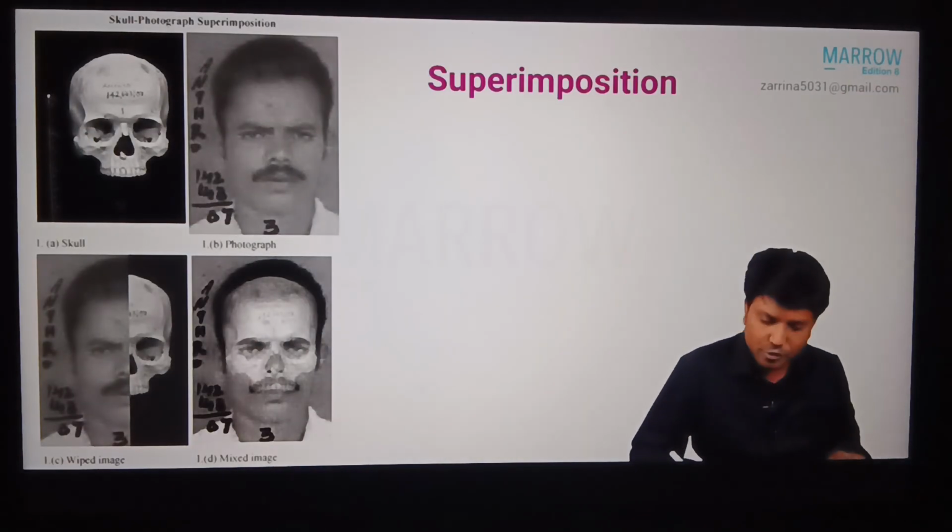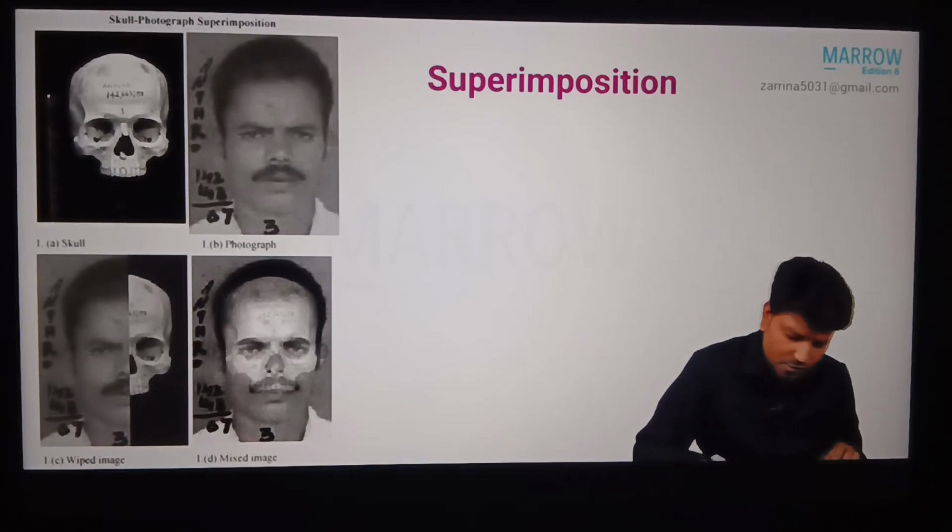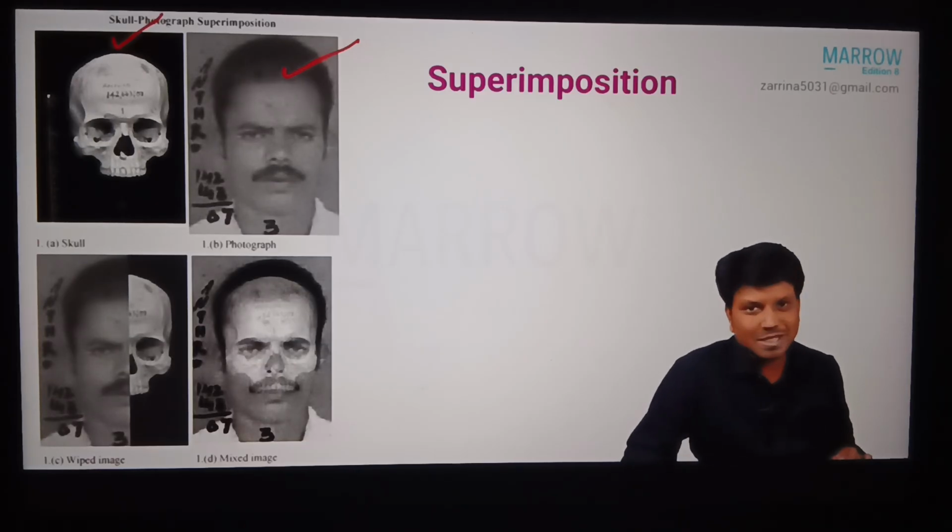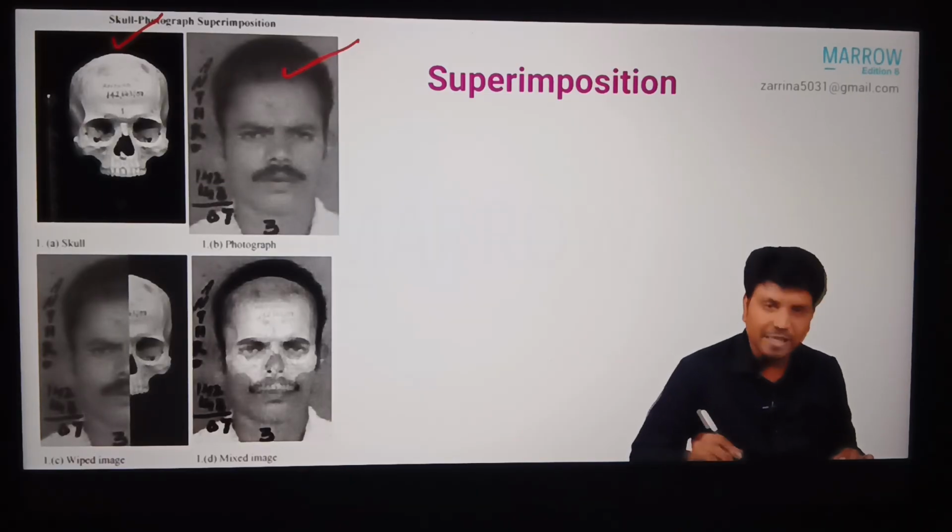So this study is called superimposition. Where do you use this superimposition? Suppose you have a person who is missing from an area, and after some time you get a skull from that area. You want to know whether this skull belongs to that person or not. You can use this superimposition. How will you do it? It can be photography, it can be videography. What you see now is photography.